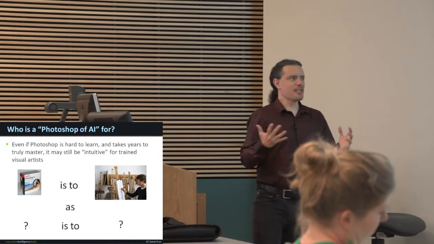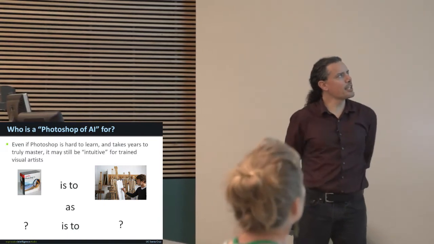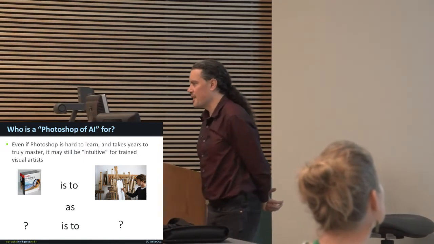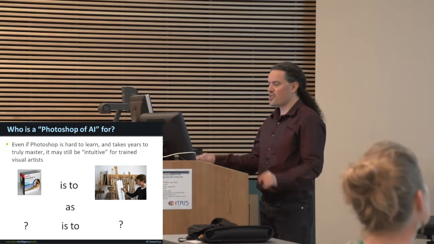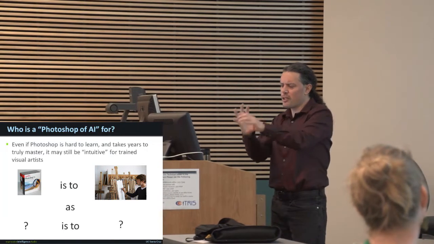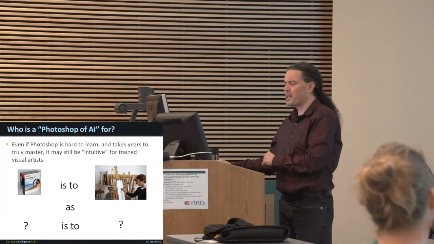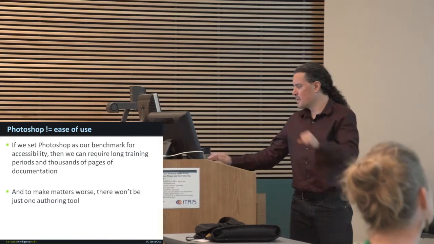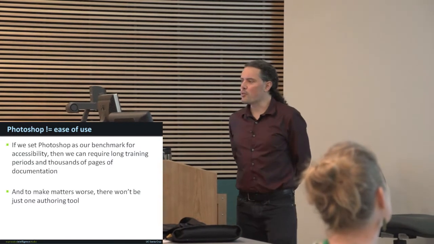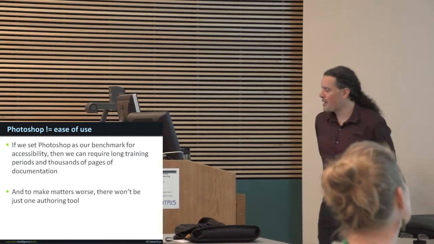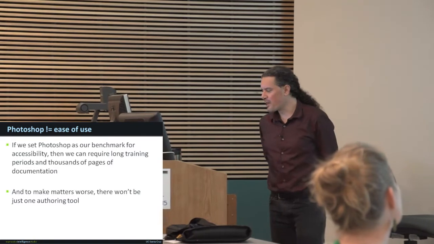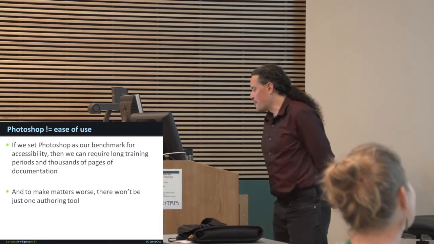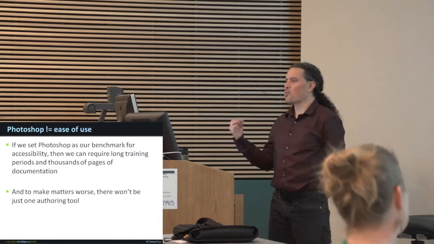But this makes our job harder because there's no pre-existing representational schema for us to be intuitive to. There's nothing like the visual artist that's this representational schema that we can then say, okay, let's try to make our art tool look like what they already do. We don't get that benefit. So Photoshop does not equal ease of use. If we set Photoshop as our benchmark for accessibility, then we can require long training periods and thousands of pages of documentation. But to make matters worse, there won't even be just one authoring tool.